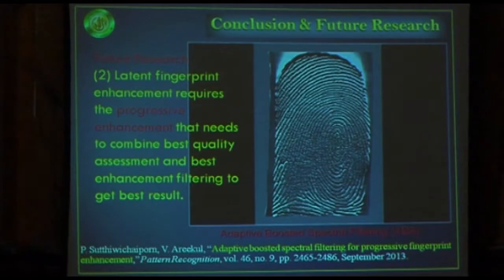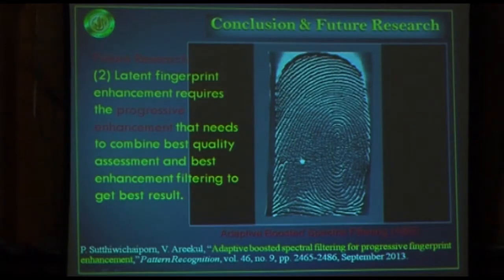Okay, this is one thing that I want to point out: we're doing research on latent fingerprint enhancement, and a good approach requires progressive enhancement. What do I mean by progressive enhancement? In progressive enhancement, you select the best quality area to enhance first. And once you finish that, you feed the information into the lower quality area and do it again, repeatedly.